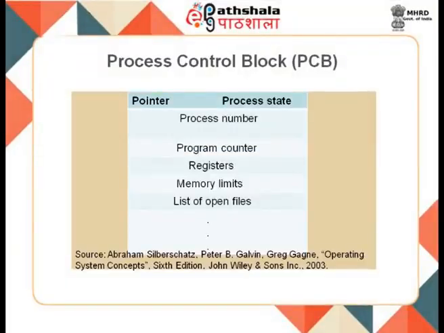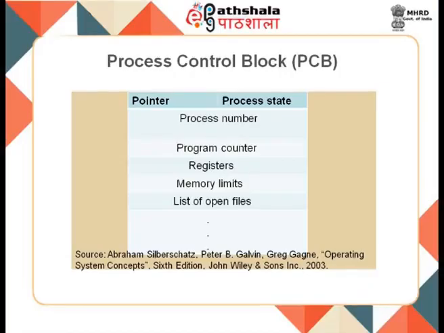The process control block is a data structure which maintains all this information, and there is one PCB corresponding to each process, and different PCBs can be connected together by means of pointers. So, you can see that you have a pointer which can point to the next process control block. Each process has different parameters and different values, and all of those are maintained in a process control block, and this is maintained by the operating system.